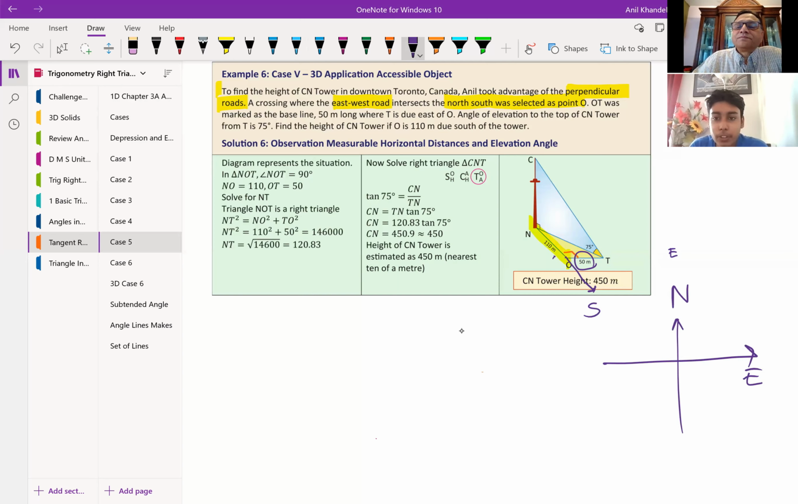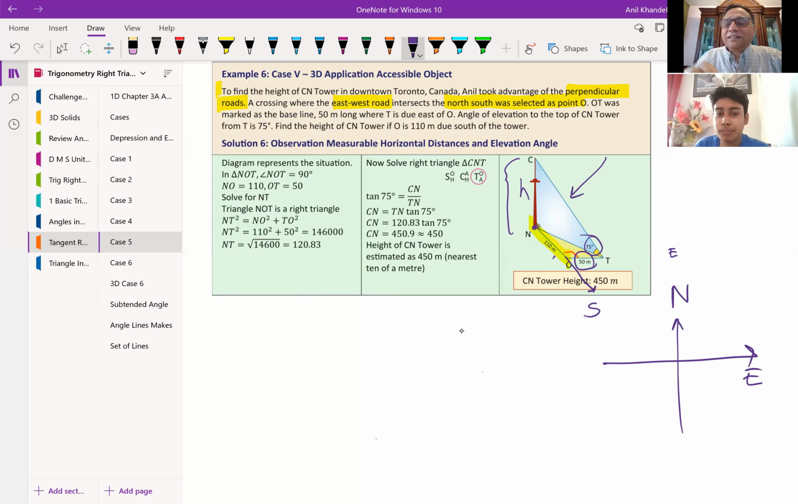The angle of elevation to the top of the CN Tower from T is 75 degrees. So CNT is 75. You understand? Find the height of the CN Tower if O is 110 meters due south of the tower. So due south means on the south side, O is 110 meters. You get the diagram now. Yes, sir. So that's like the distance of where you are from the CN Tower. Yes. And these are roads, so you can actually measure the distance, correct? You can measure it. But you cannot measure this distance, you have to find it. You cannot measure that distance, the height, correct?